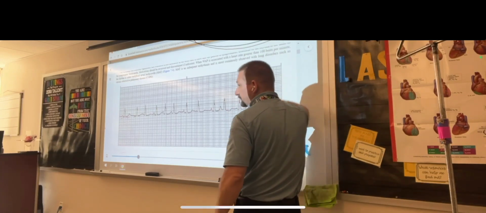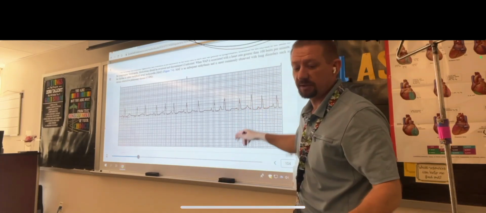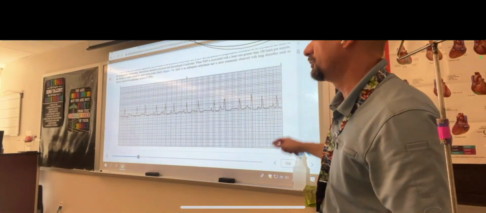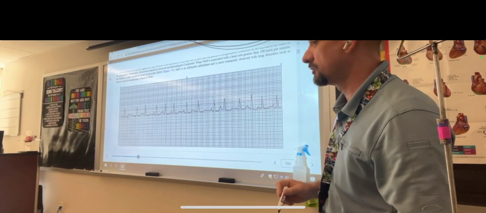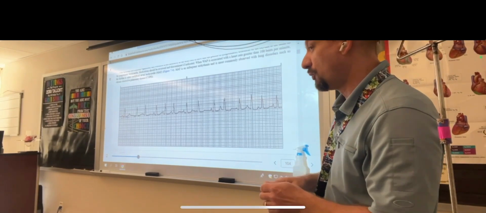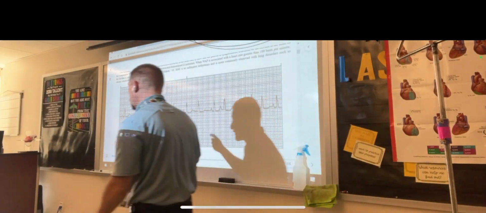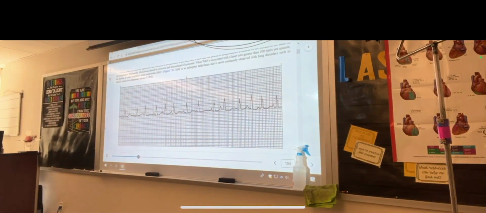But there is a pattern. And the pattern is not in the QRSs necessarily. The pattern is my P waves are changing. So this is irregular, but not irregularly irregular. Irregularly irregular will have no pattern, no discernible P waves, would be AFib. All right, it looks very similar to AFib though, aside from those P waves.